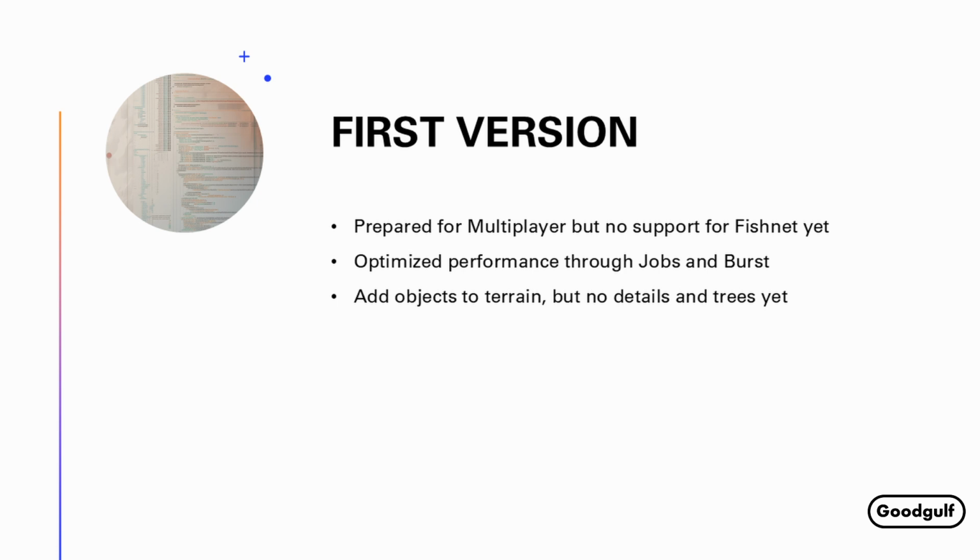What does this first version include? As I stated before, I prepared it for multiplayer, but Fishnet support is not included yet. For performance reasons, I converted it to jobs and Burst, since changing height maps requires a lot of calculations, and we don't want the game to pause for seconds whenever a new terrain chunk needs to be loaded. These calculations can be done in parallel, so a conversion to jobs makes a lot of sense.